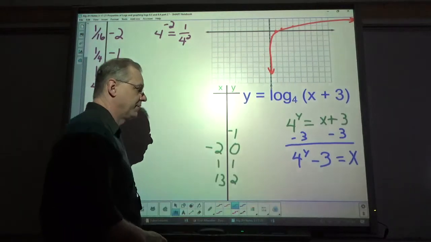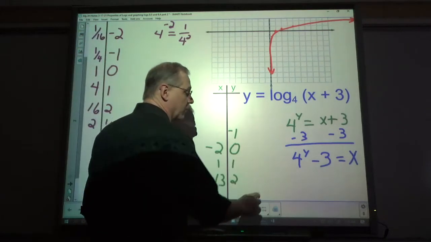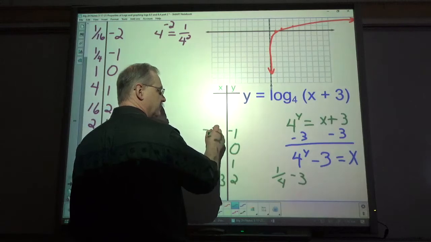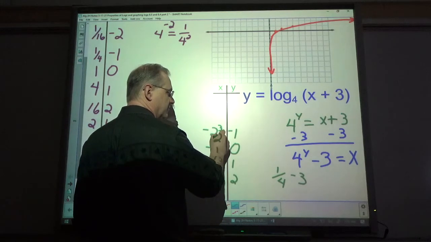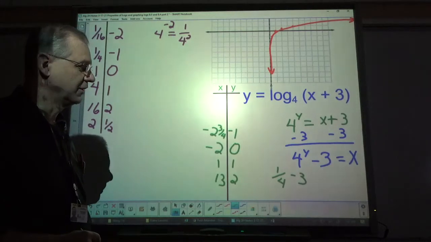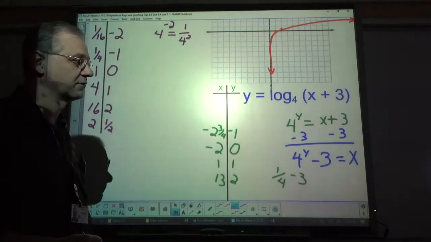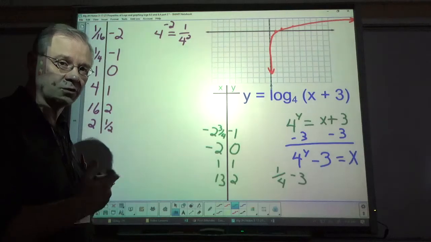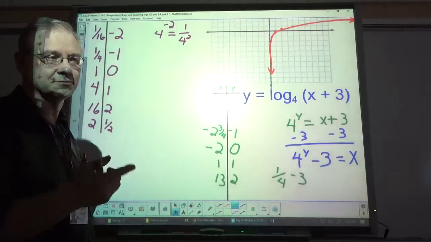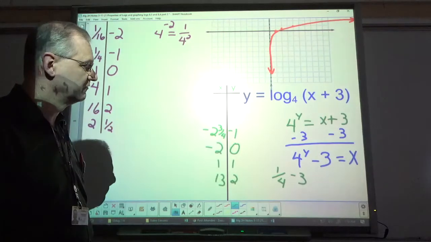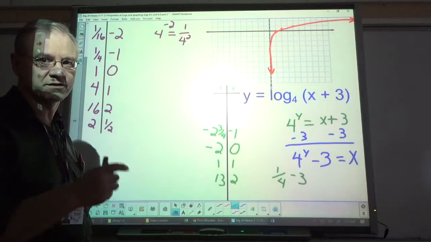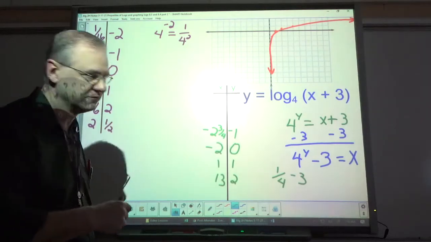Negative 1. 1/4 minus 3 is negative 2 and 3/4. Not negative 2 and 1/4. You're taking 1/4 away from negative 3 and making it, because it's a positive 1/4. So 3 minus 1/4 is 2 and 3/4, and it's negative.